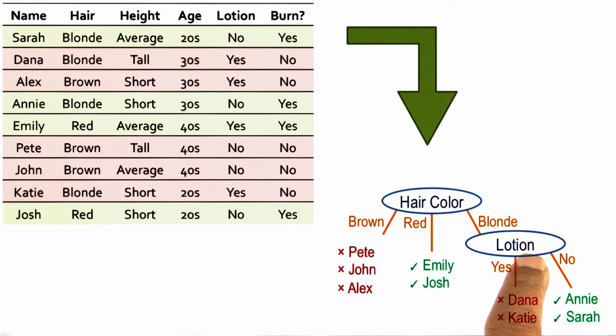Here, lotion might be the second feature that we pick. Lotion now classifies the remaining examples into 2 categories. Some people used lotion, other people did not. Those who used lotion did not get sunburn. Those who did not use lotion did get sunburn. Once again, these are all negative instances. These are consisting of only positive instances. Thus, in this decision tree, simply by using 2 features, we were able to classify all of these 9 examples.